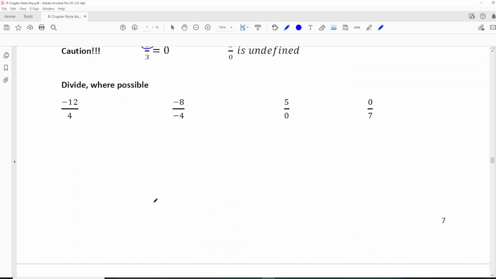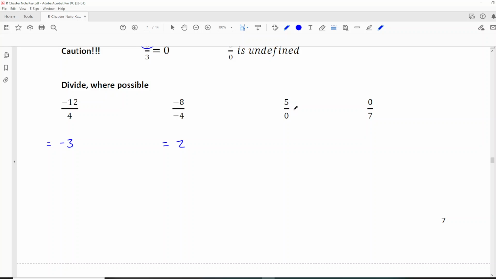All right, so let's try some. So here I've got -12 divided by 4. So again, a negative divided by a positive is a negative. 12 divided by 4 is 3, so -3. I don't know what I just said there, but a negative divided by a positive is a negative. I hope that's what I said. Okay, and then this one, I've got a negative divided by a negative, so I know it's going to come out positive. And then 8 divided by 4 is 2.